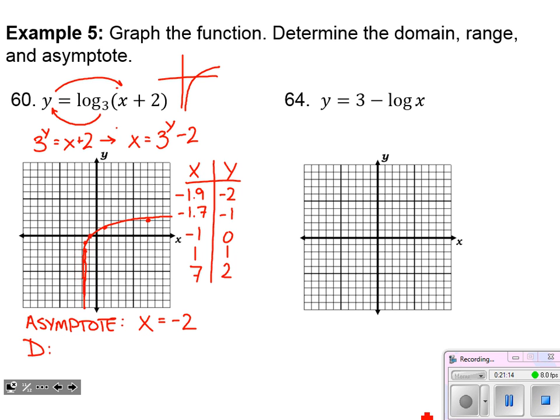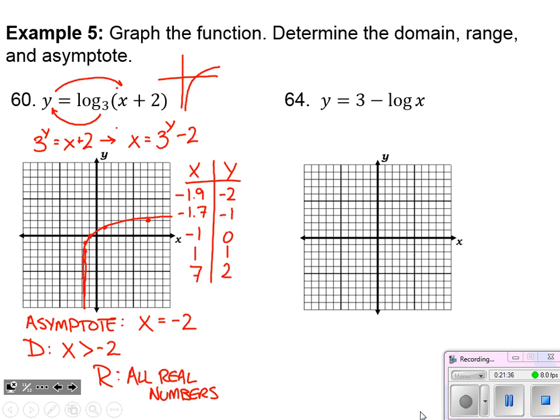Okay, the domain is pretty easy to spot from our graph. It's all x values that are greater than that asymptote of -2. And my range, well, all real numbers. Again, just kind of flipping the roles of our exponential graphs from the past couple sections.